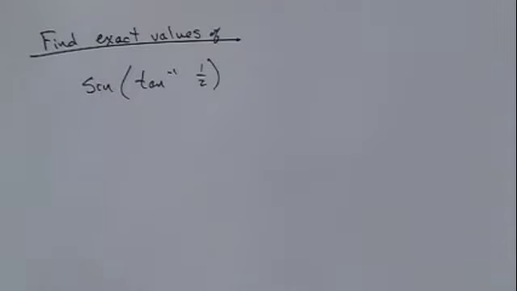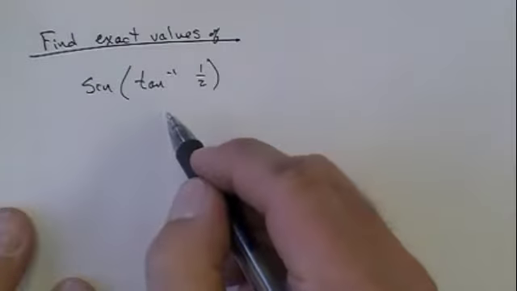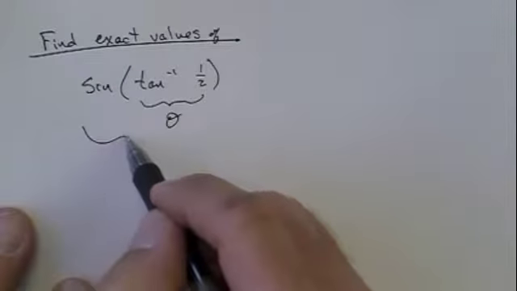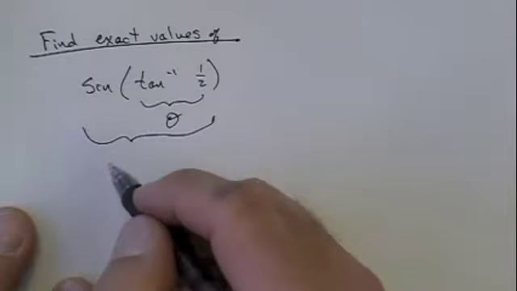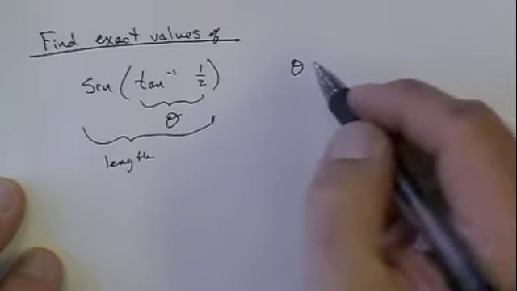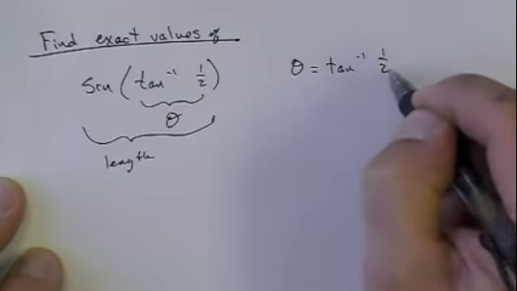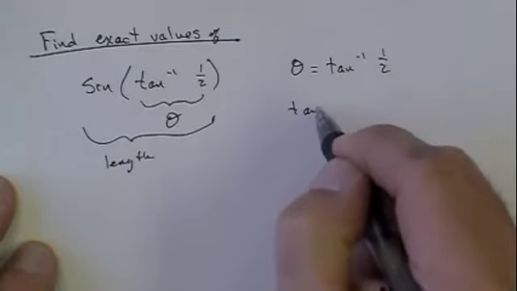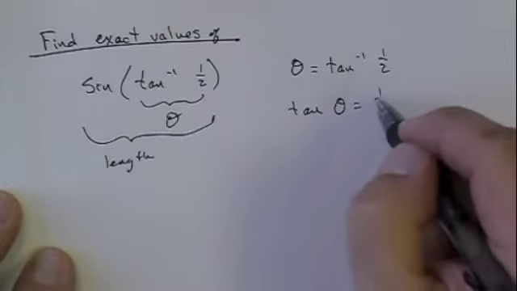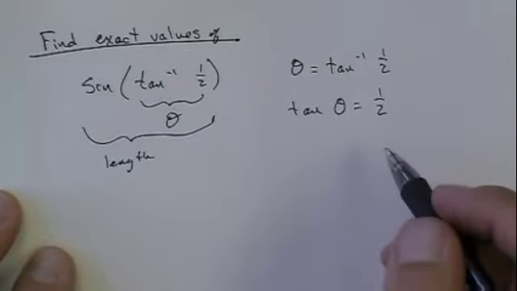Here we're finding the exact value again, and when we look at a problem like this, we're finding the sine of the inverse tangent of 1/2. So this value here is our angle, that's our theta. And then this whole part here, we're talking about the side of a triangle, that's our length. First thing we need to do is find our angle. We know that the angle is equal to the inverse tangent of 1/2. So we can say that the tangent of theta is equal to 1/2, and that's not on the unit circle. So what we want to do is set up a triangle.